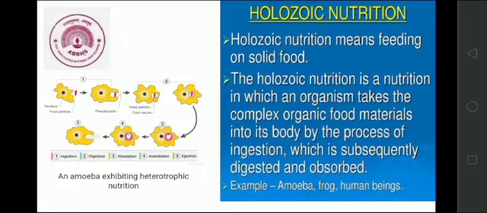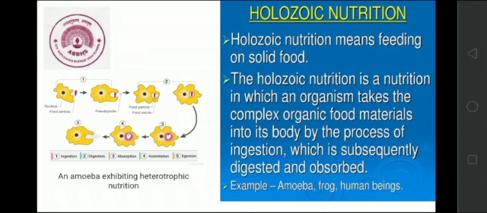Now come to types of heterotrophic nutrition in animals. First is holozoic nutrition. Holozoic nutrition means feeding on solid food. The holozoic nutrition is a nutrition in which an organism takes the complex organic food materials into its body by the process of ingestion, which is subsequently digested and absorbed. Amoeba, frog, and human beings are examples of holozoic organisms.